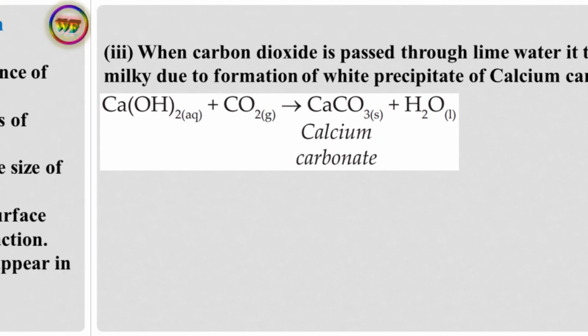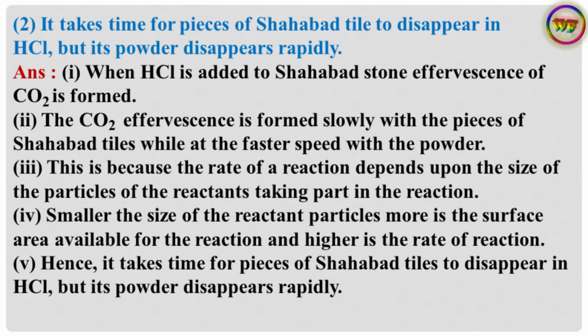Sub-question 2. It takes time for pieces of Shahabad tile to disappear in HCl, but its powder disappears rapidly. Answer. Point 1. When HCl is added to Shahabad stone, effervescence of carbon dioxide is formed. Point 2. The carbon dioxide effervescence is formed slowly with the pieces of Shahabad tiles while at a faster speed with the powder. Point 3.